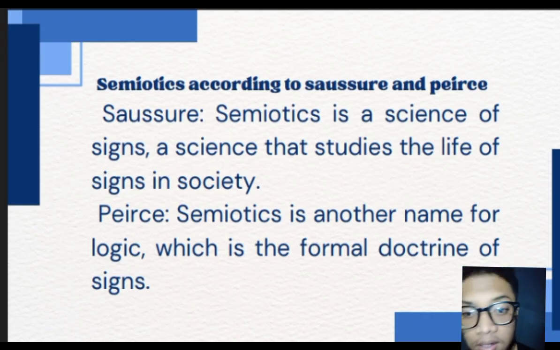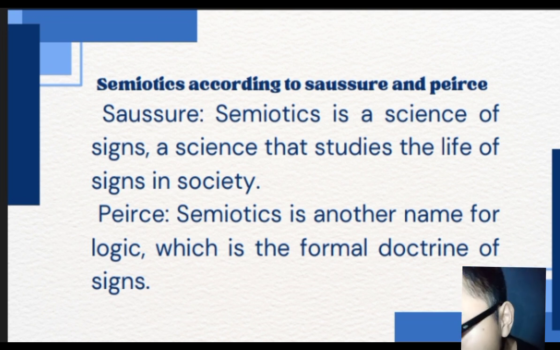Number one is Ferdinand de Saussure and Charles Sanders Peirce. They are considered pioneers in semiotics. Saussure said semiotics is like a language, a system of science.